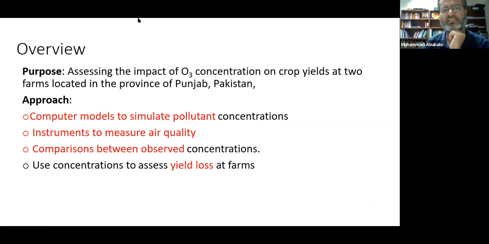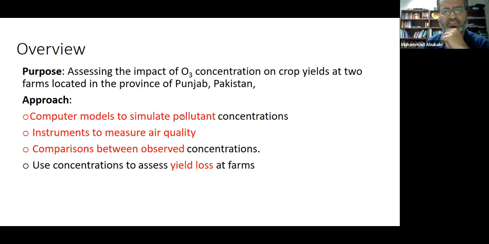Okay. Moving on, as I just explained, कि हम करना क्या चाह रहे हैं? The purpose is to assess the impacts of ozone concentration. ठीक है? The O3 का symbol जो है, this is for ozone. Those of you who know just a little bit of chemistry, O2 is the ordinary oxygen, but O3 is a special form of oxygen. तो हम यही symbol इस्तेमाल करेंगे. And the impact on crop yields at 2 different farms located in Punjab.